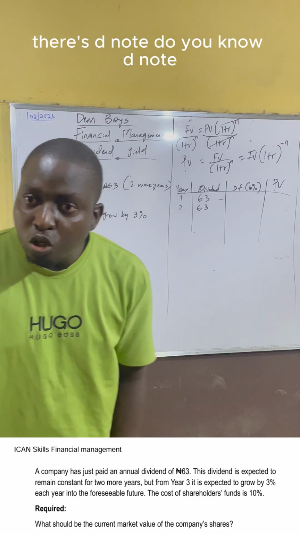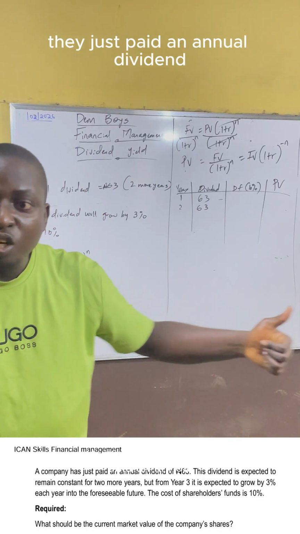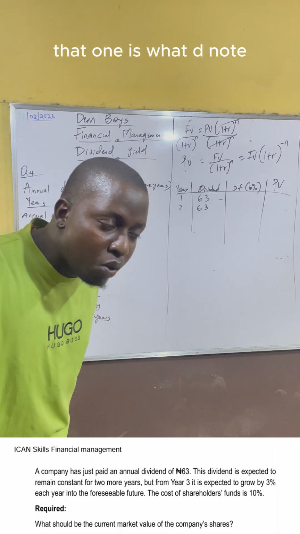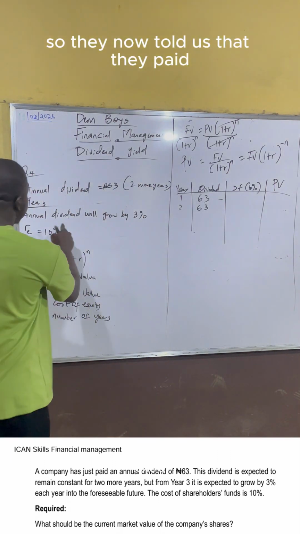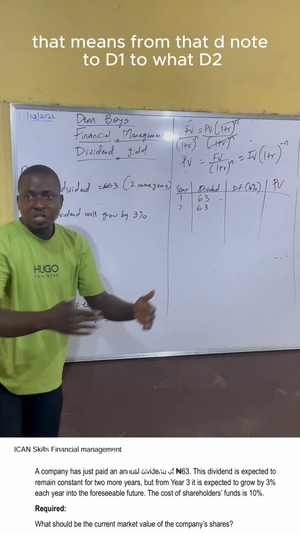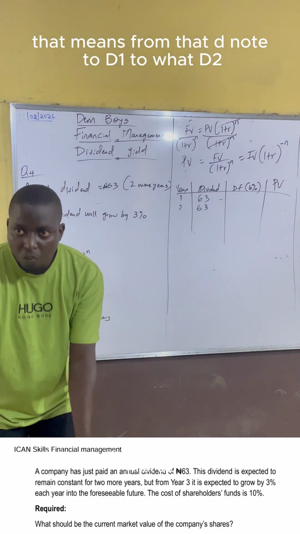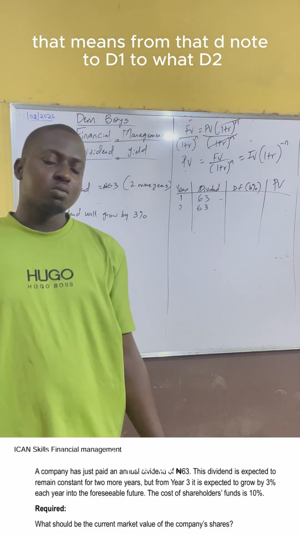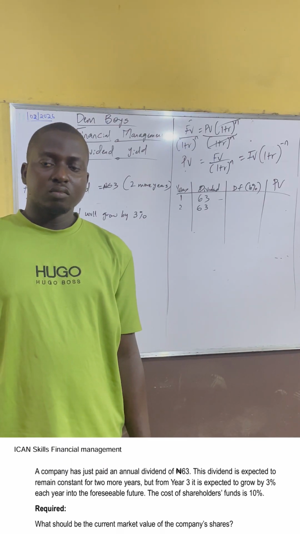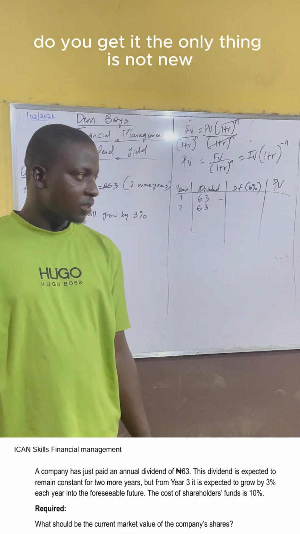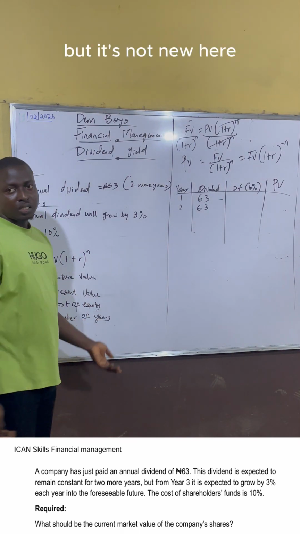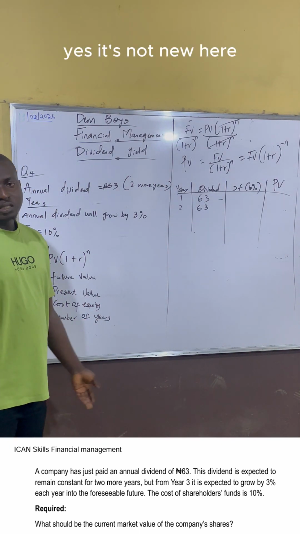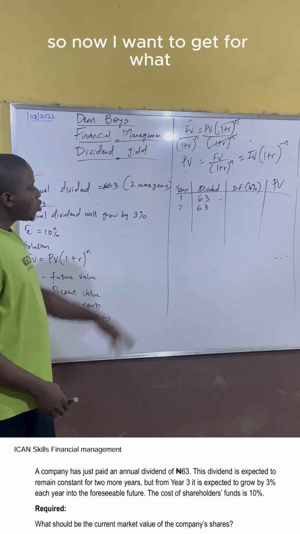There's D0. Do you know D0? They said in the question that they just paid an annual dividend. That one is what? D0. So they now told us that they paid for 2 more years. That means from that D0 to D1 to what? To D2. Do you get it? The only thing is not just 0 years there, but it's not needed. Yeah, it's not needed. So now, I want to get for what?